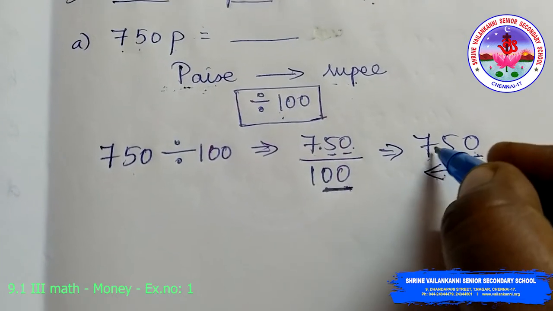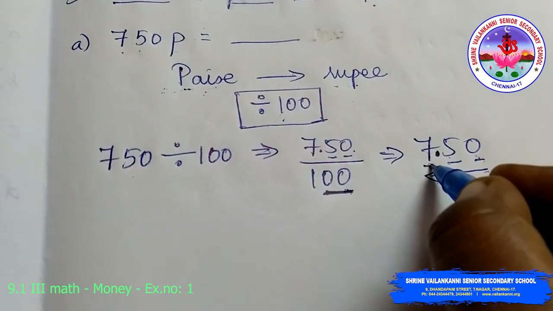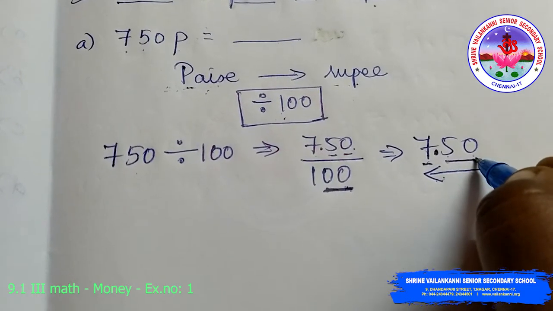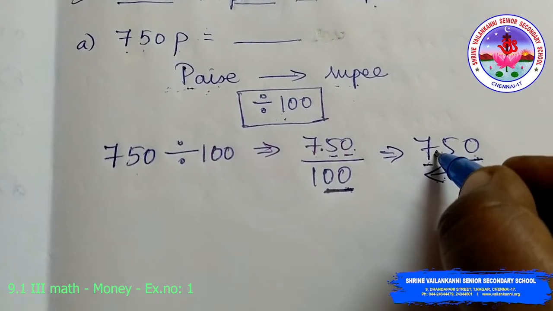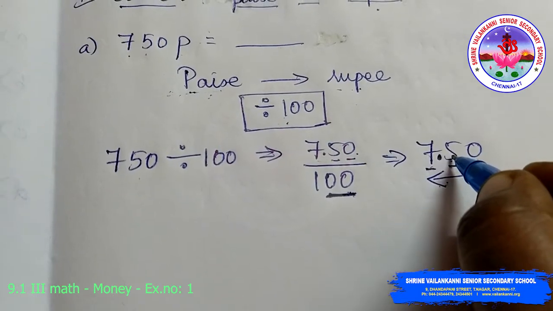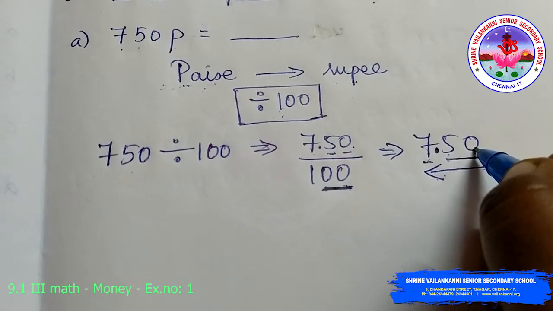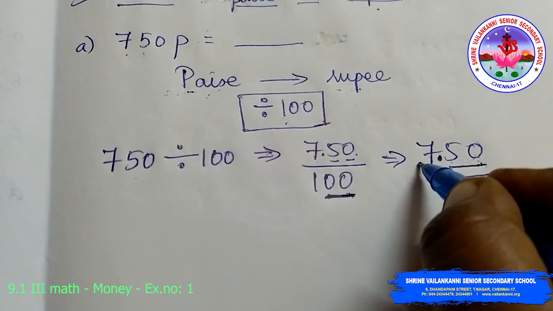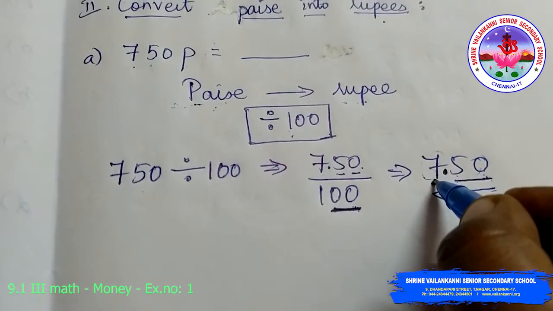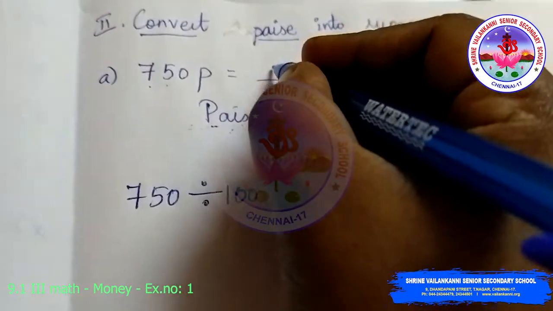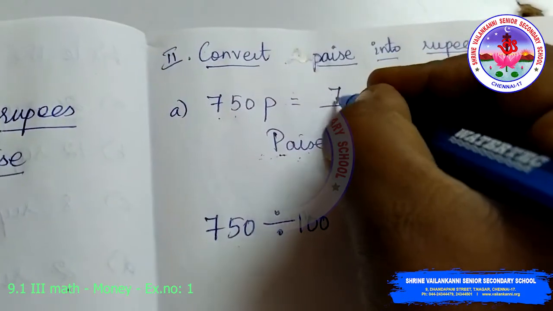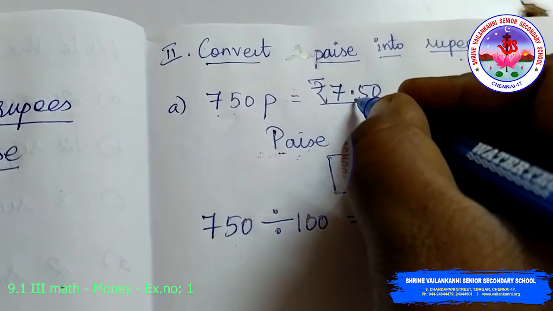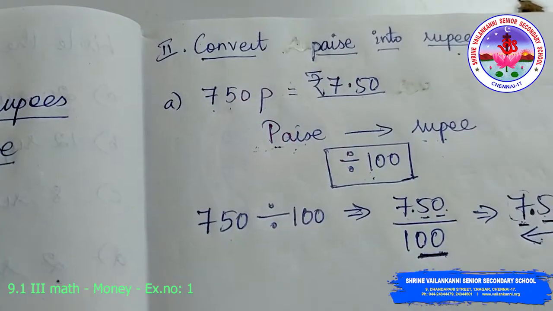Now this 7 is your rupees and this 50 is your paisa. I told you, after the dot, the number towards the right side of the dot is paisa and the number towards the left side of the decimal is rupees. So now we got the answer as 7.50, that is 7 rupees 50 paisa.